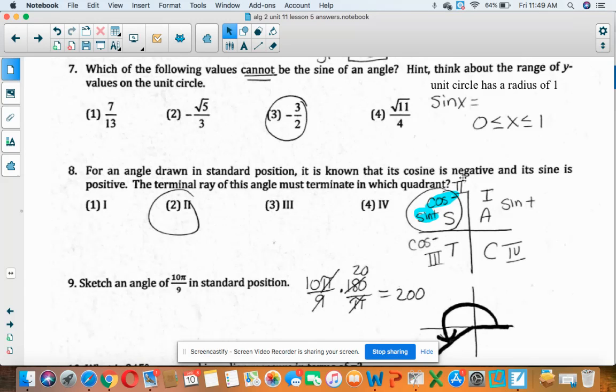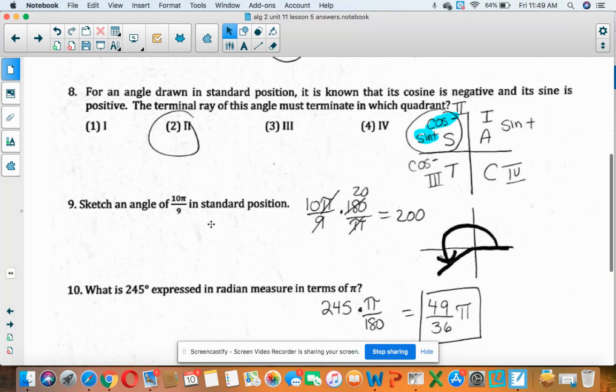So I'm looking for where cosine is negative. That could possibly be the second quadrant or the third quadrant. And the sine is positive. Sine is positive in the first quadrant and the second quadrant. So where do they overlap? They're overlapping in the second quadrant. So in the second quadrant, sine is positive and cosine is negative.